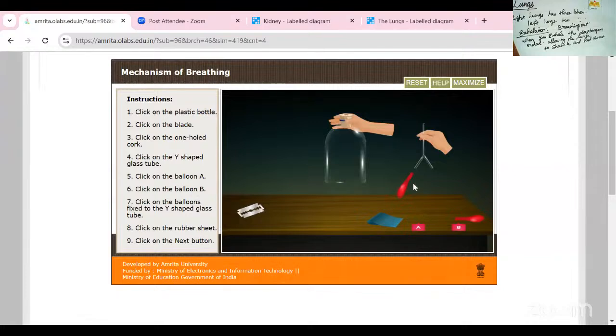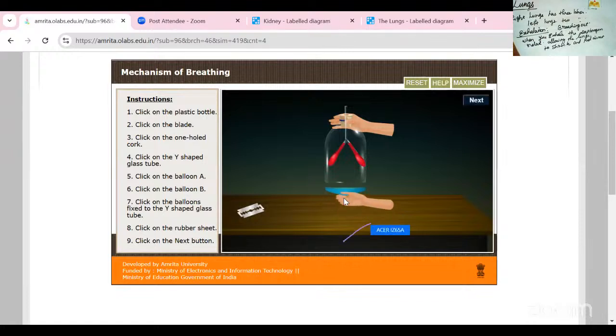And then before that, sorry, the two balloons are fixed into the bottle, and then the Y-shaped tube is inserted into the bottle. Okay. So this is a very good example of our lungs. There are two lungs, the left lung and the right lung. The balloon is the example of our lungs. Okay.